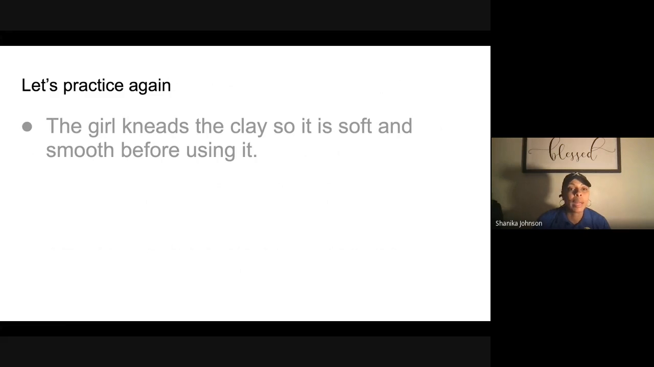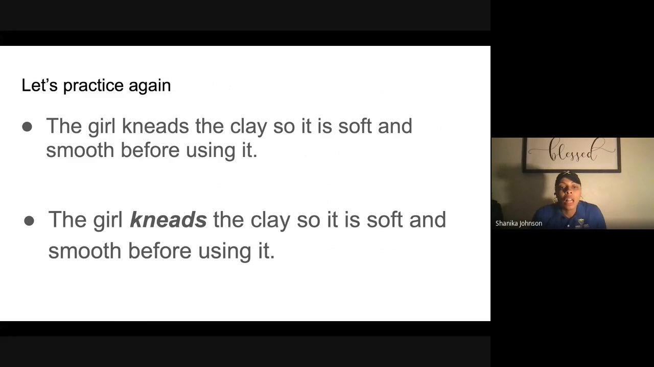Let's practice one more time. Here's another sentence. The girl kneads the clay so it is soft and smooth before using it. Let's repeat that sentence. Ready? The girl kneads the clay so it is soft and smooth before using it. Good. So kneads, that sounds like a word we already know, but the word that we already know means that you must have it. You absolutely, positively must have it, or you can't do something. So that wouldn't make sense in this sentence. The girl needs the clay.